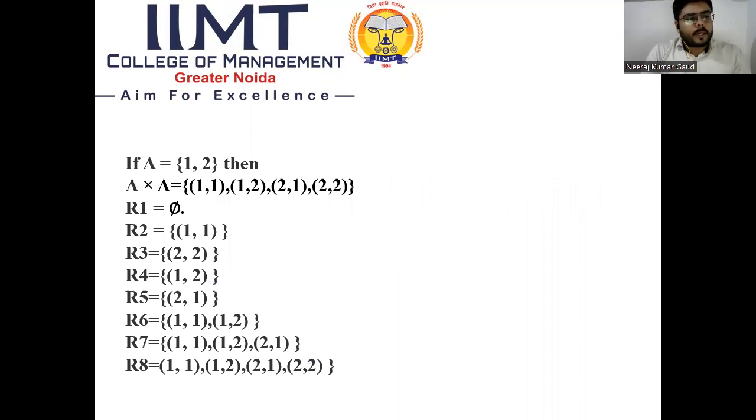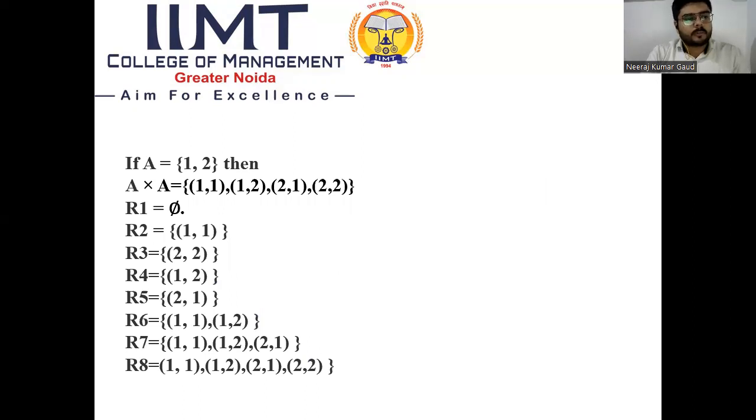Now, if we have A containing two elements 1, 2, then the Cartesian product will be (1,1), (1,2), (2,1), (2,2). And as we know, a relation is nothing but a subset of the Cartesian product. So we have selected some subsets of the Cartesian product A cross A.